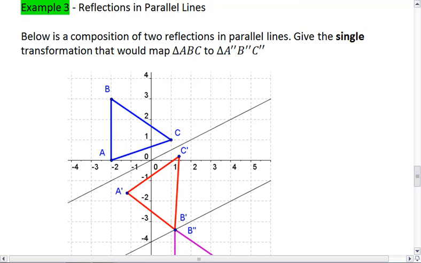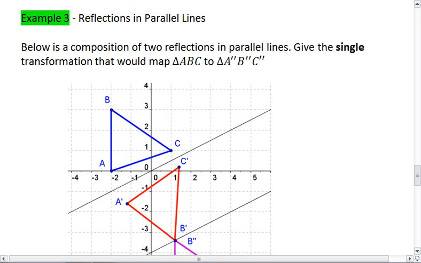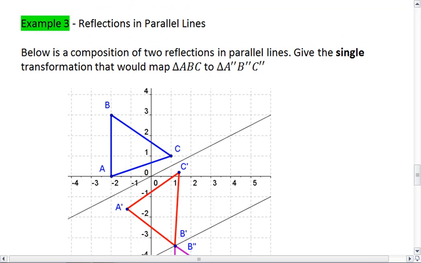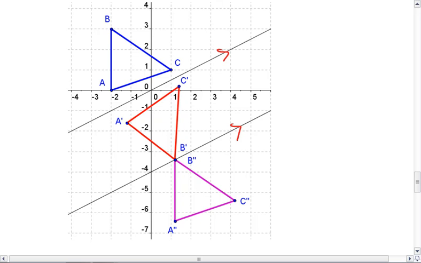Let's try an example with this. Below is a composition of two reflections in parallel lines. So these two lines are parallel. Give the single transformation that would map triangle ABC to triangle A double prime, B double prime, C double prime. So take a moment, try to figure this one out on your own first, and resume the video when you're ready to check your solution.